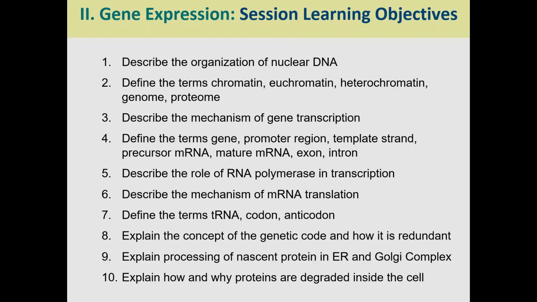So let's go through it. We're going to talk about how nuclear DNA is organized, define some terms related to that, talk about the mechanisms of gene transcription, some more terms that go with transcription, and some main players that go with that. And then we'll move into translation, talk about the main players and vocabulary that goes with translation. Then talk about the genetic code and its redundancy, and how we make proteins, and basically how proteins get degraded in the cell and why.